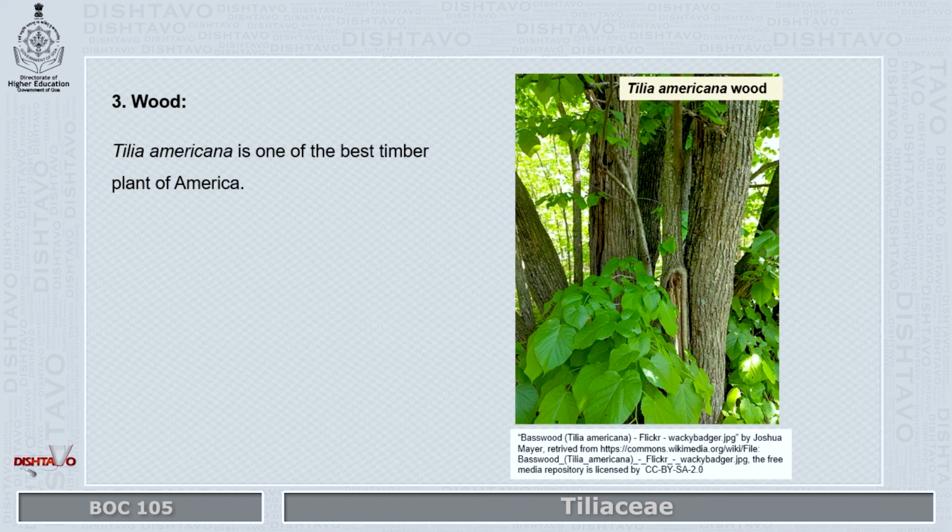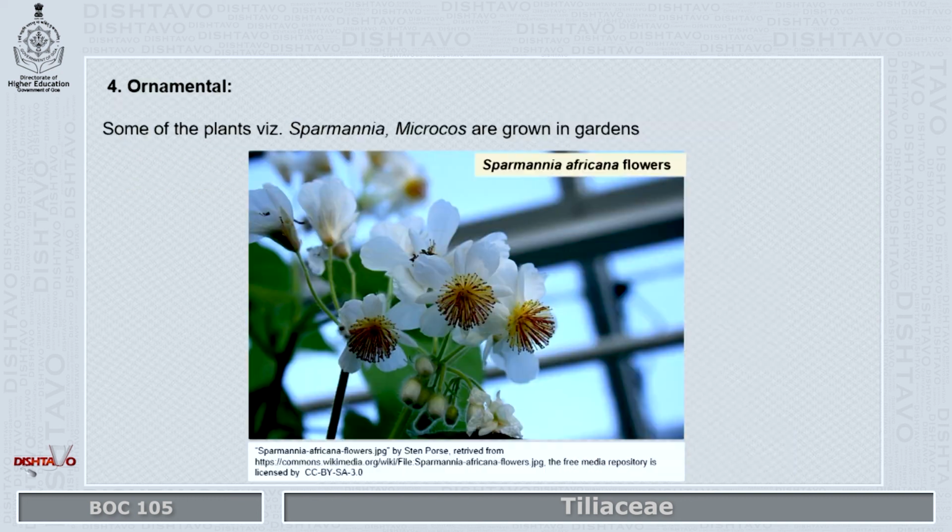Then moving towards the wood, Tilia americana is the species and it is used as timber. It is a famous timber which is used in America. You can see the trunk in this picture on the right side.